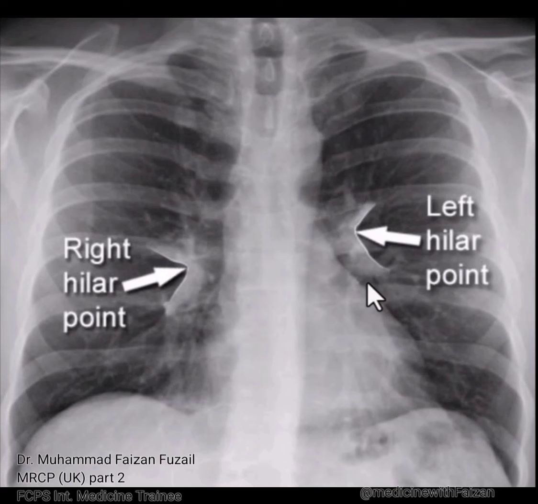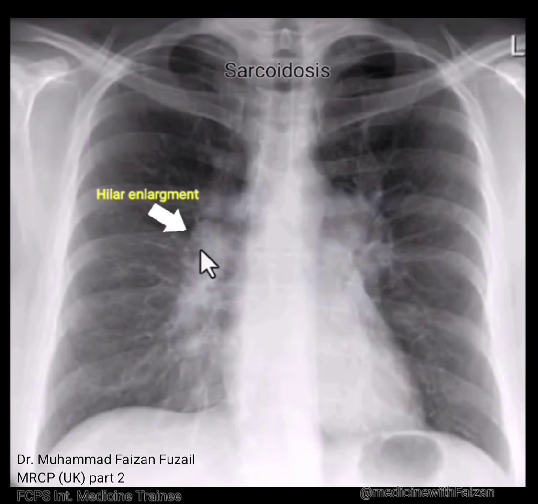The hilar lymph nodes are not visible on a normal chest x-ray. They are of particular importance clinically. Often, hilar enlargement is due to enlargement of these nodes. As can be seen here, there is symmetric bilateral hilar lymphadenopathy due to sarcoidosis.